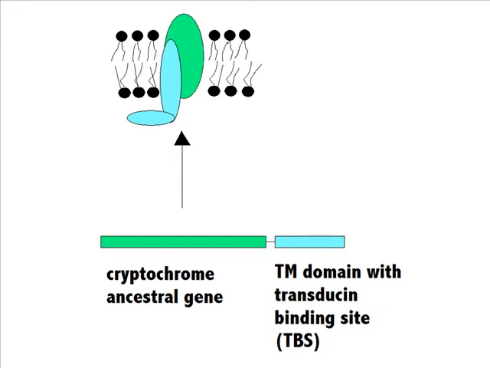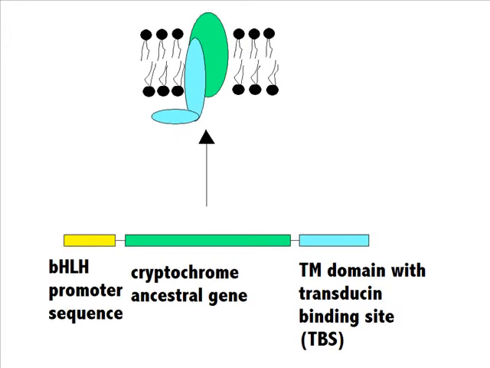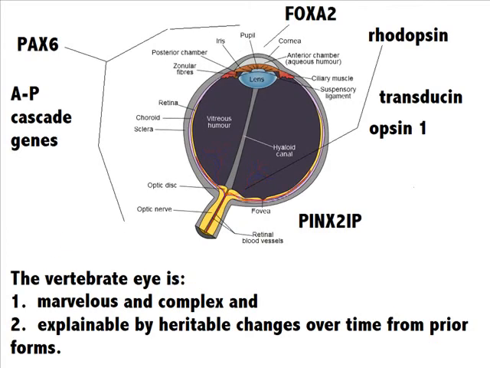These genes were inherited by all subsequent eukaryotes, but the evolution of specialized eye structures was via the transposition of the opsin gene with a basic helix-loop-helix promoter sequence from another gene. These specialized eye structures would also be selected for and inherited. That gives rise to a whole family of genes specialized for light capture, signal transduction, and eye structural elements. In conclusion, the vertebrate eye is marvelous and complex, but it's also highly possible by incremental changes by natural processes we can observe today.